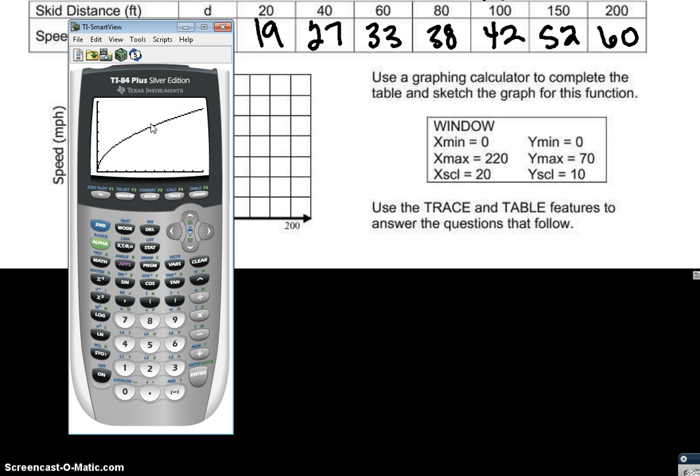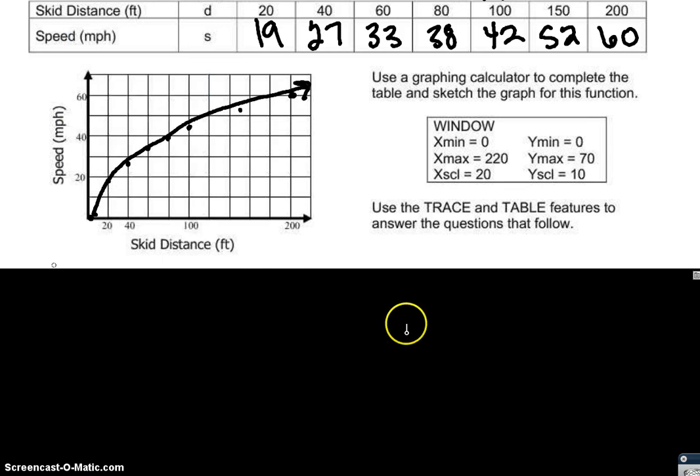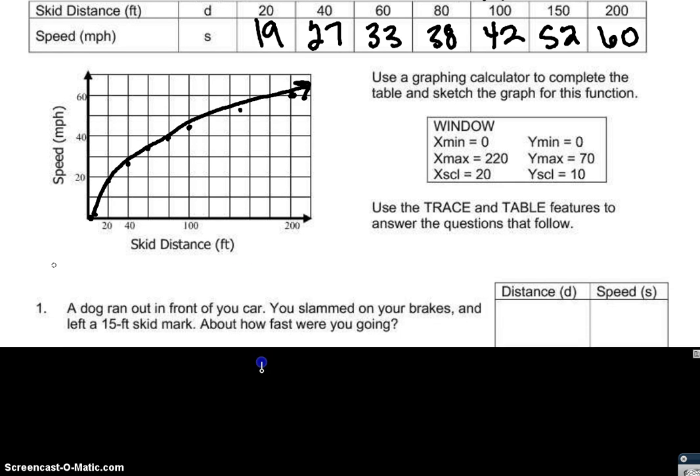So again, go ahead and plot those points. And it says use the trace and table features to answer the following questions. So go ahead and sketch this, and then let's look at these questions. Okay, so your graph should look something similar to mine. So again, that's my square root graph. Okay, so let's look at the first question.